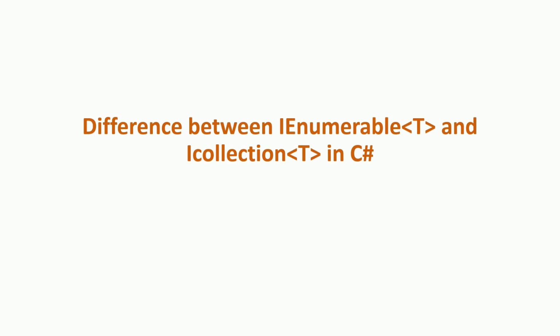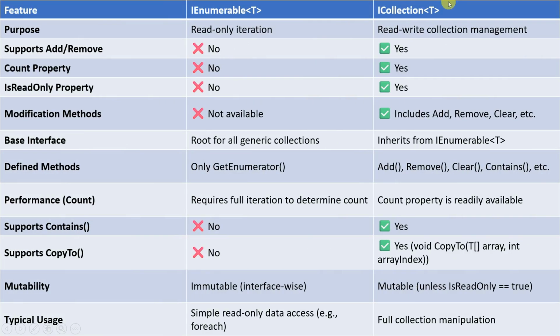In this video, I am going to explain the difference between IEnumerable of T and ICollection of T. So let's start. The first difference is that IEnumerable of T is a read-only iteration, whereas ICollection of T is used for read and write collection management. IEnumerable of T does not support add or remove methods, whereas ICollection of T supports add and remove methods.